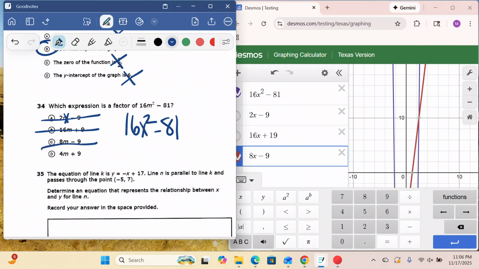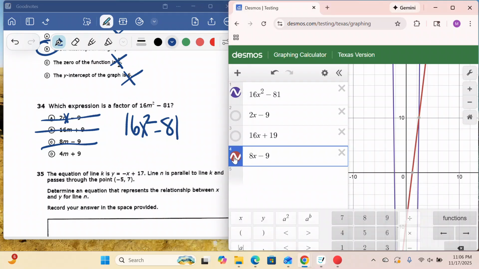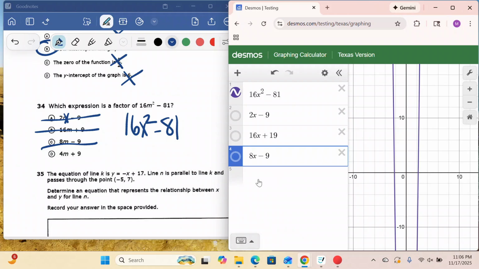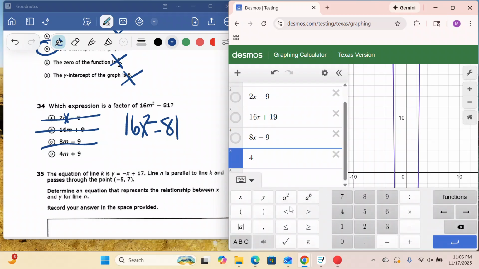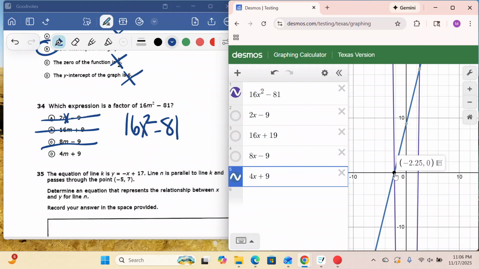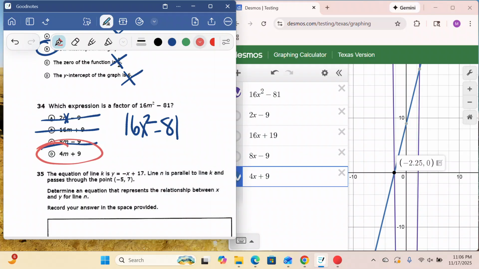And my last one should be the answer, so I'm going to go ahead and get rid of this. And I'm going to do the last one, 4x positive 9. And there it is. Passes through my x-intercept, and that is my answer. Letter D. Why? Because it passes straight through my x-intercept, and that is my factor. So that is number 34.